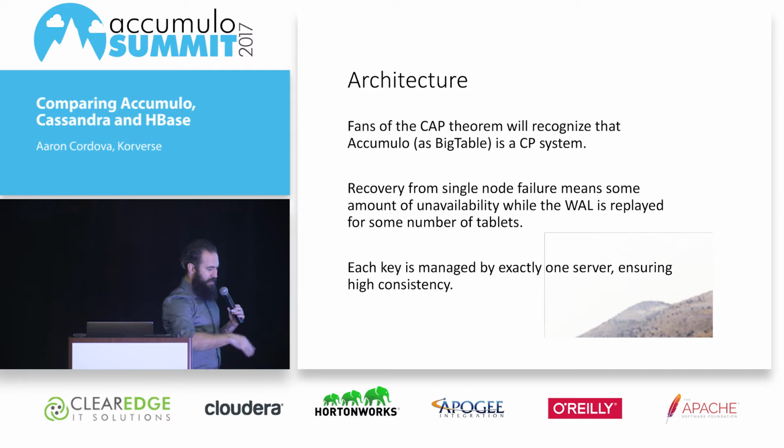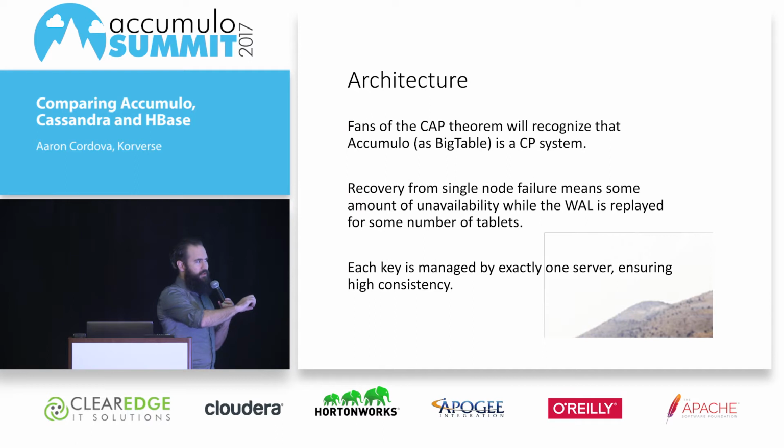Other systems have effectively zero unavailability, but they have to sacrifice consistency, which means you'll always get an answer, but sometimes your answer won't be the newest version of the answer. Whereas with Accumulo, every time you get an answer, it's guaranteed to be the definitive latest answer. And the way that works is Accumulo allows each key to be managed by one server. So Accumulo has key-value pairs. If you ask for the value of a particular key, you're guaranteed to get the latest one, and that's because exactly one server manages that at any given time.